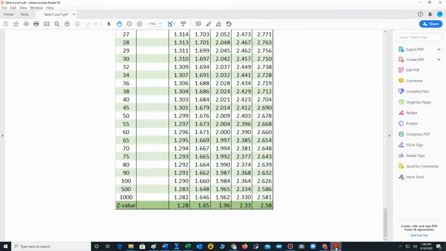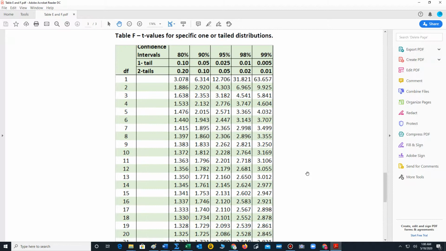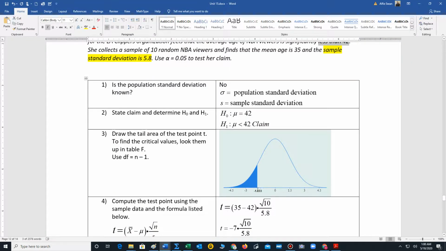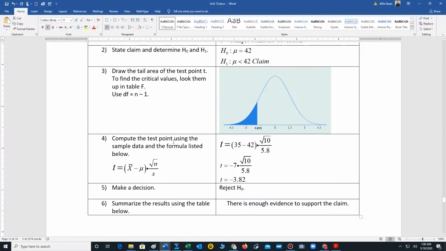So let's now go to table F. Now we use our t-values. So it's a one-tailed test, 0.05 is alpha. Go down to degrees of freedom of 9. Our critical value is 1.833. And since it's to the left of 0, we make it negative 1.833. Now we compute the test point for t.